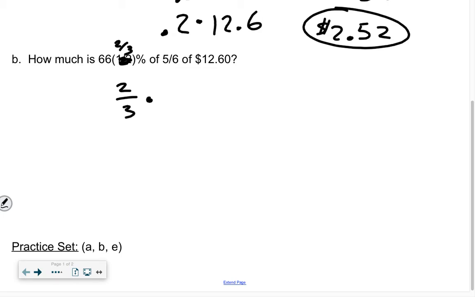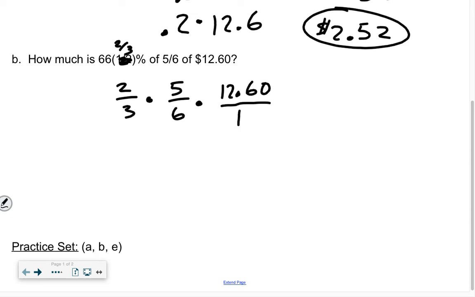And the 5/6, well, that's a fraction. Let's go ahead and leave it that way. And this 12.60, we could technically say it's a fraction because we can take any number and put it over 1. So to me, the key for this one is converting that 66 2/3% to a fraction. Then we'll go ahead and multiply those two fractions and then deal with the last part at the end.